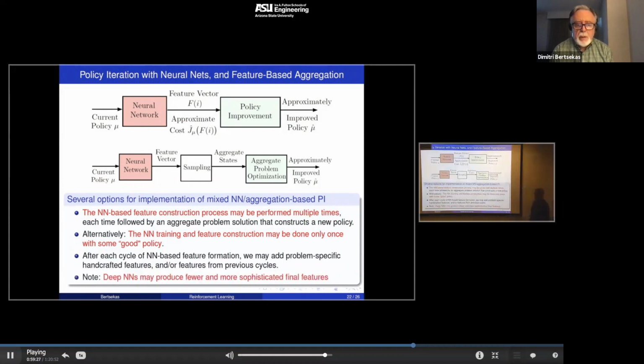And one more thing about deep neural networks. Deep neural networks use more sophisticated final features and relatively fewer, okay? Because the training and the weights go through so many processes that at the end of a hierarchy of features, you obtain more sophisticated features which can be more useful in the context of aggregation. You will need fewer representative states if you have better features, which deep neural networks will give you.